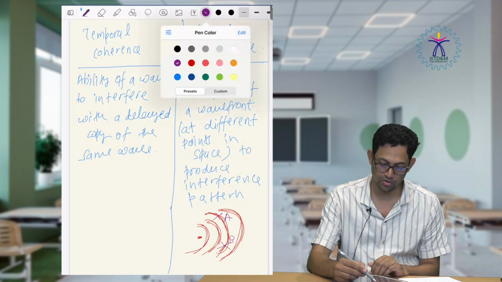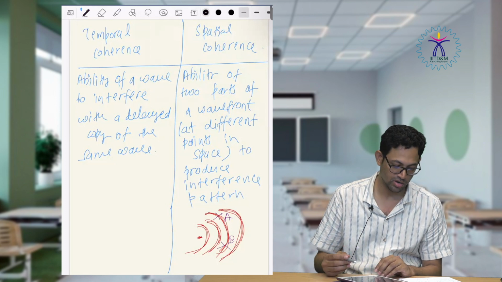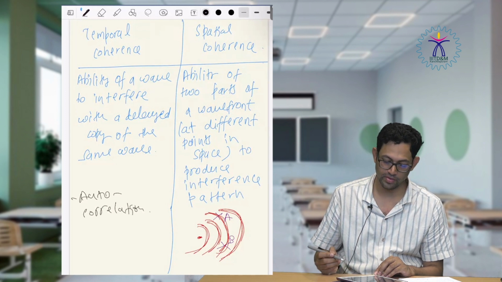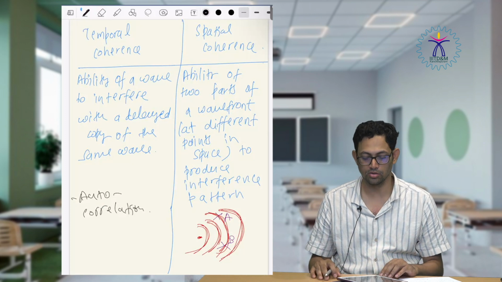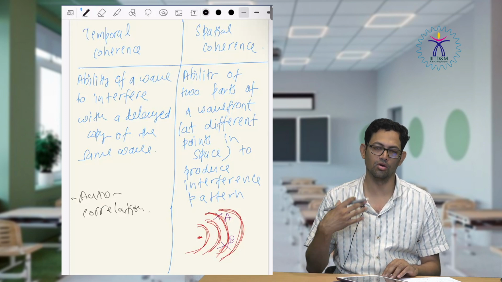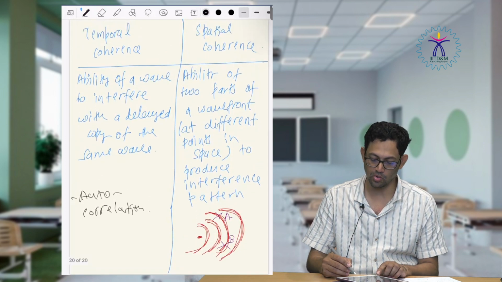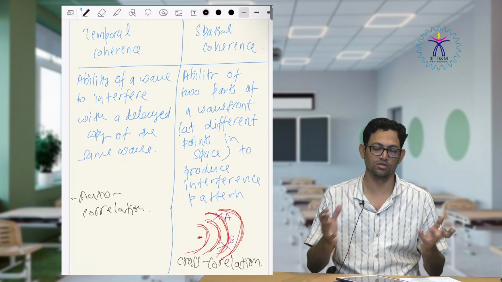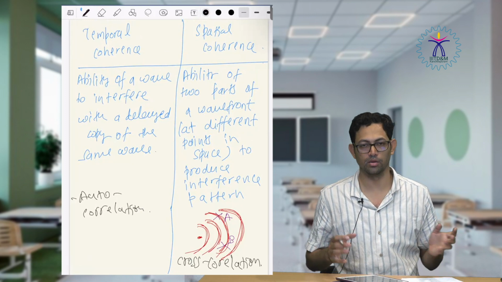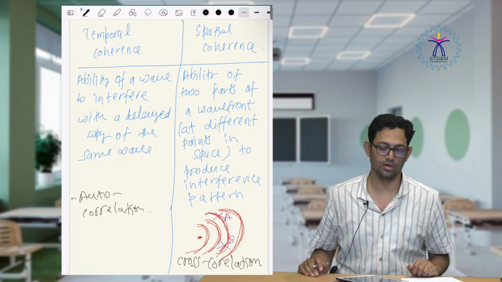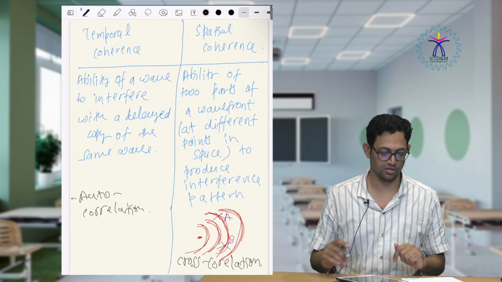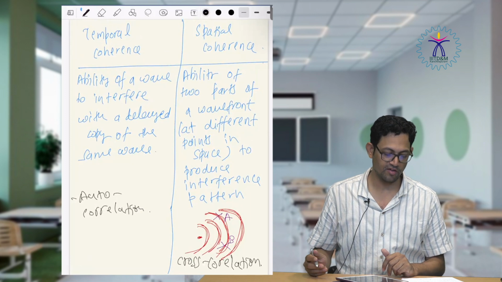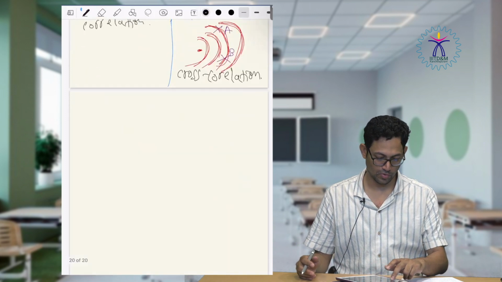To quantify temporal coherence, what do we use? We use autocorrelation. That is, you use the correlation with the mutual coherence function along with the same function. For spatial coherence, we use cross correlation. Okay, so both are functions of correlation, and you will see that the mutual coherence function comes into the picture again, but for different spatial positions and the same time in the case of spatial coherence. So it is the overlapping of the same wave, but shifted in space instead of time.